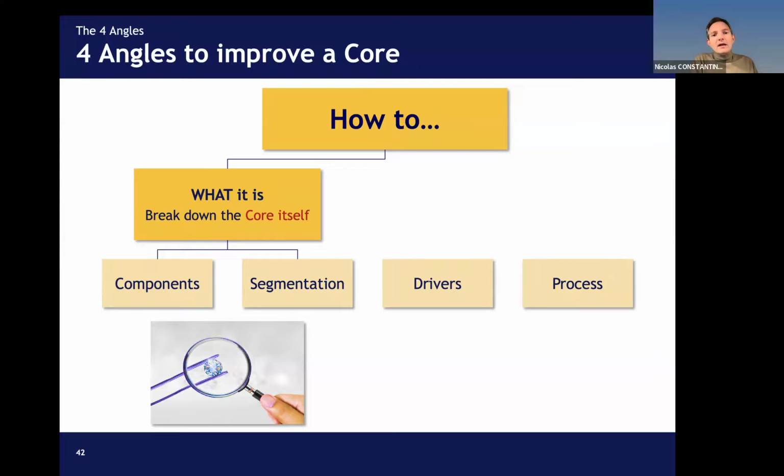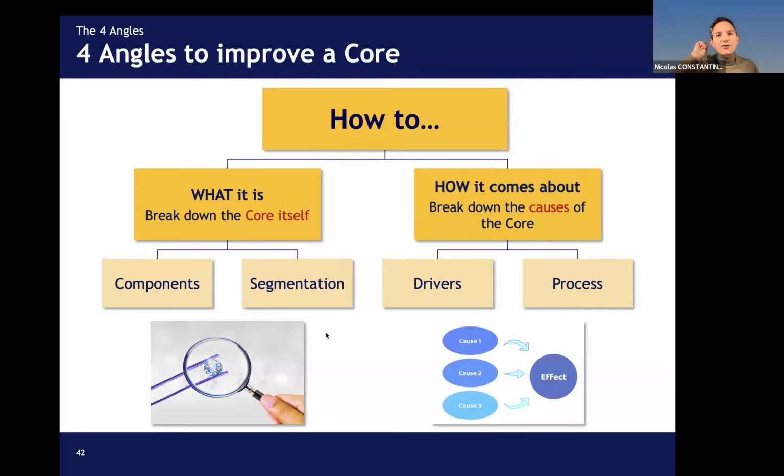The other 2 are not so much the what, but more how it comes about. So it's much more like causality thinking. It's breaking down the causes of the core. You can either think of the drivers, which is kind of like a list of the causes, or it can be structured into a process, a linear process where one factor leads to another, leads to another, and ultimately results in this core. So these are 2 different ways of thinking on a high level. You break down the thing into what it is, or you think about the causality, like what makes it come about. And within each of these 2, you have 2 more ways of thinking about that.